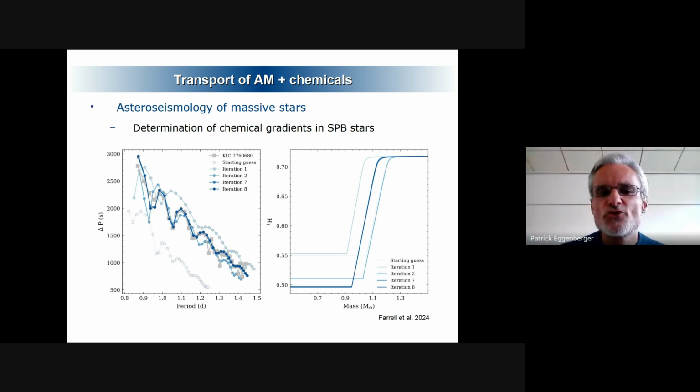And we can also use asteroseismology in order to constrain directly what we see here. This is the abundance profile of hydrogen in the central part of the star. So we can use asteroseismology to see what the mixing is close to the core of the star, which can give us additional information. Of course, it's a bit difficult because it could be due to overshooting or to other processes, but it can give us additional information about transport of chemicals.